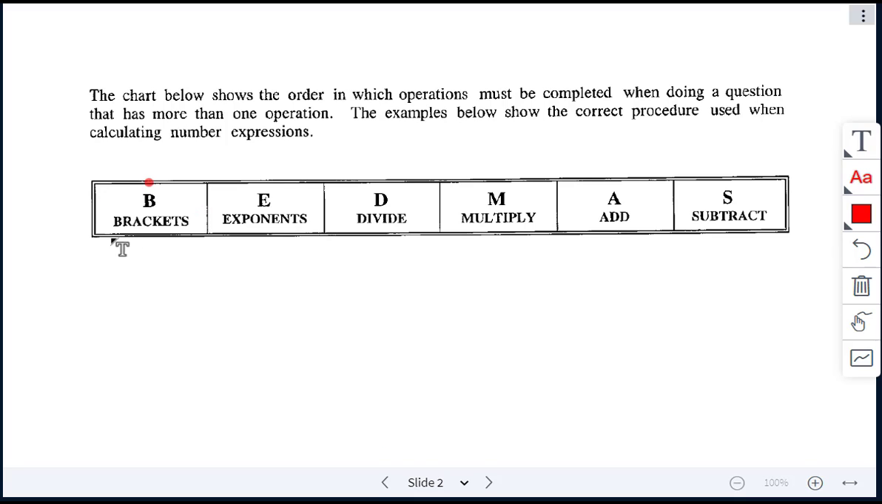All right, B stands for brackets, E is for exponents. We will have a whole unit on exponents, so you won't see much of exponents now. D is division, M is multiplication, A is addition, and S is subtraction.